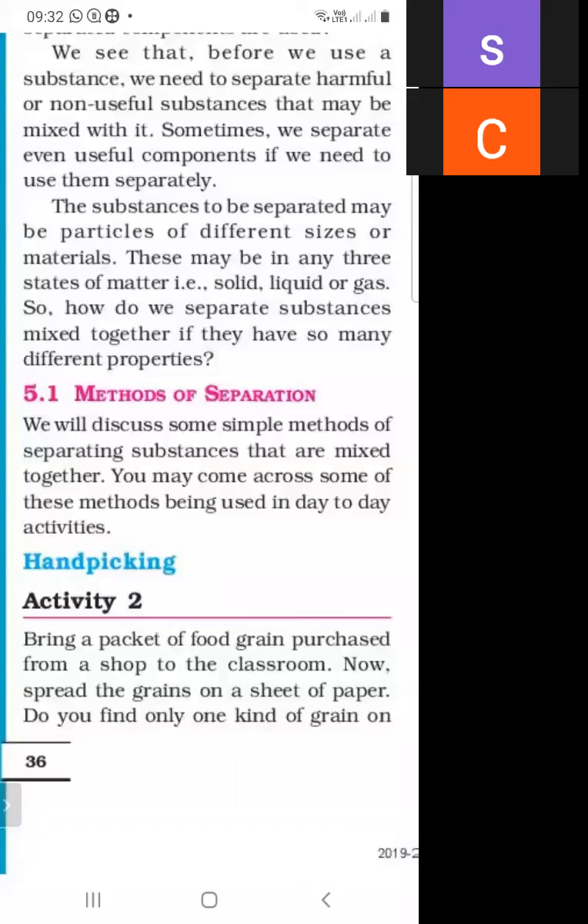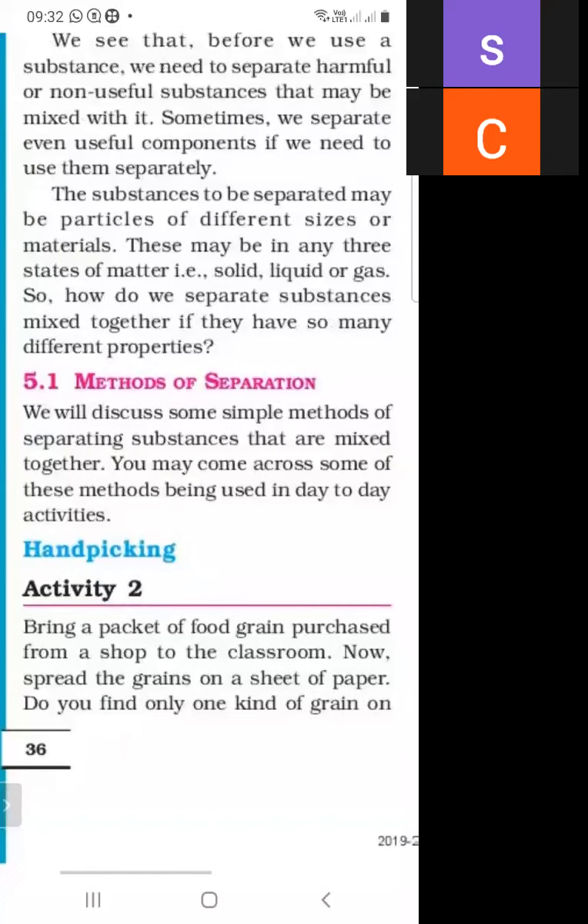The methods of separation. So today's topic is methods of separation. There are different types of methods of separation. The first method is hand picking.